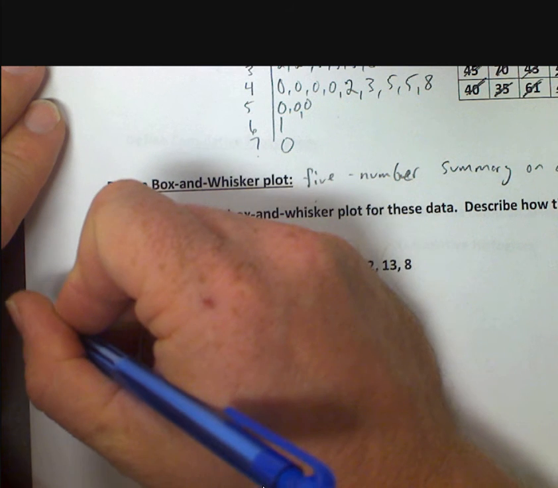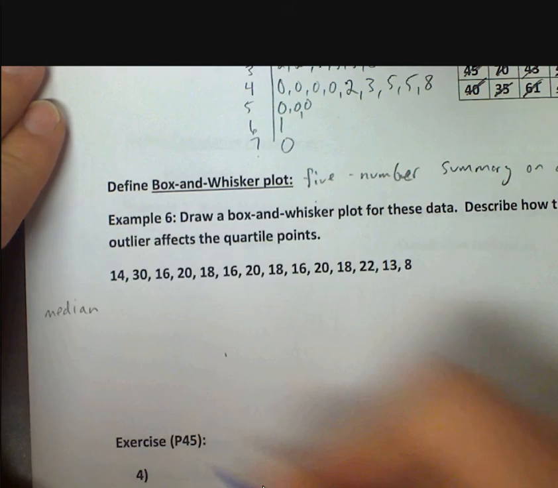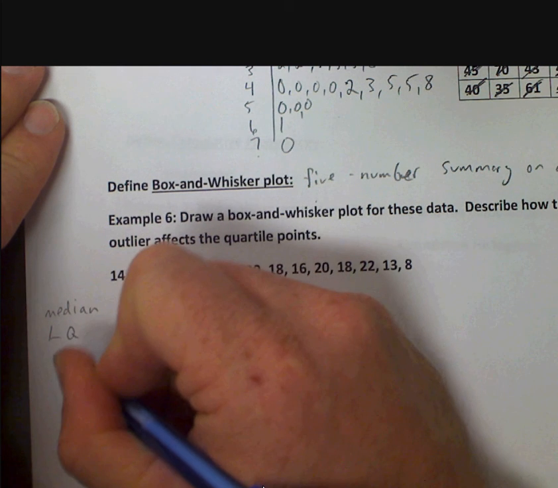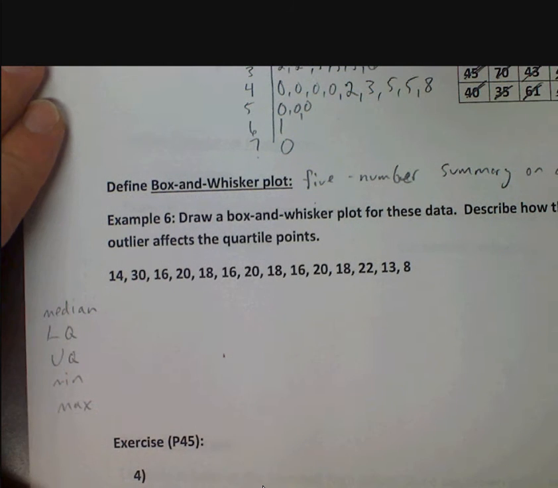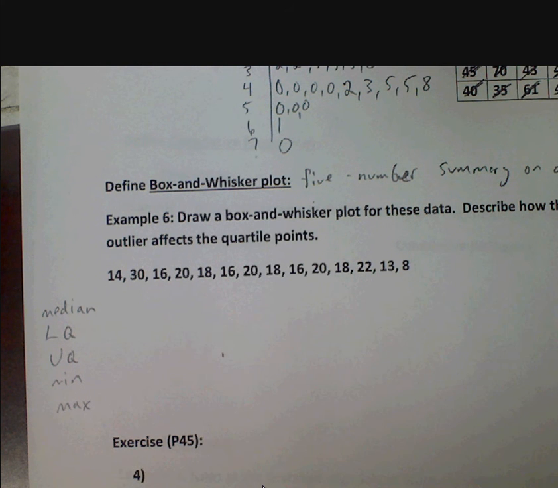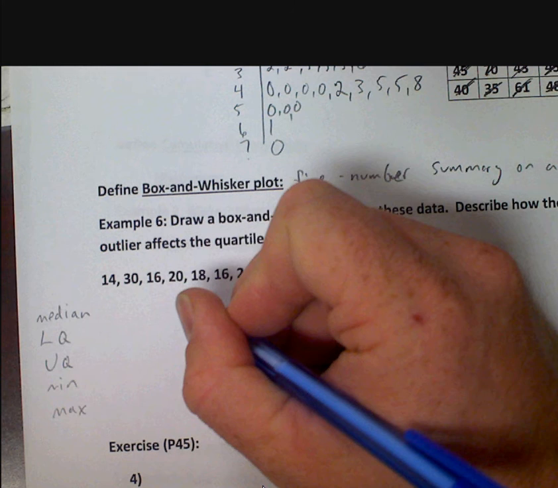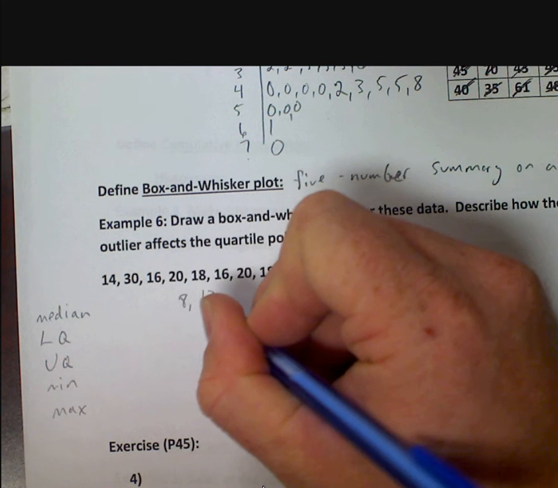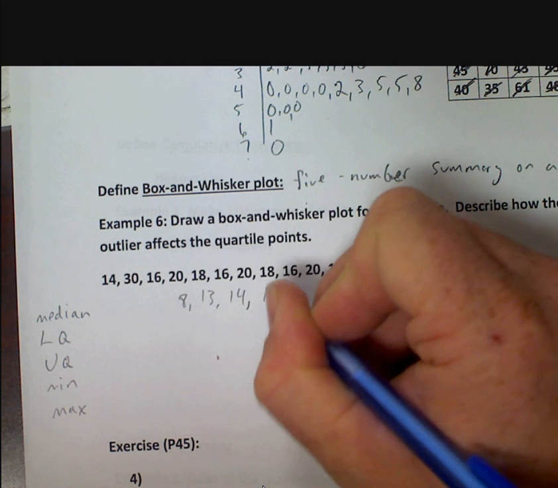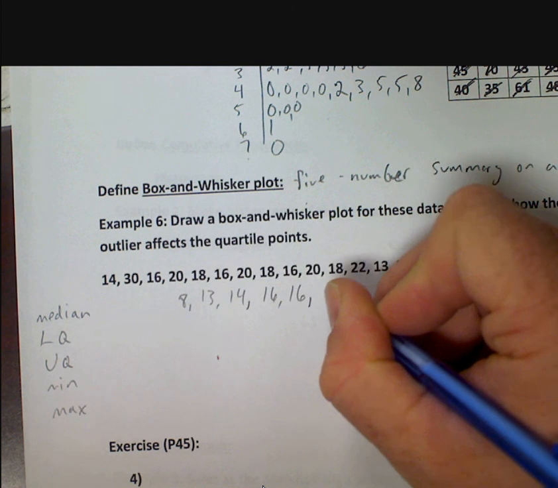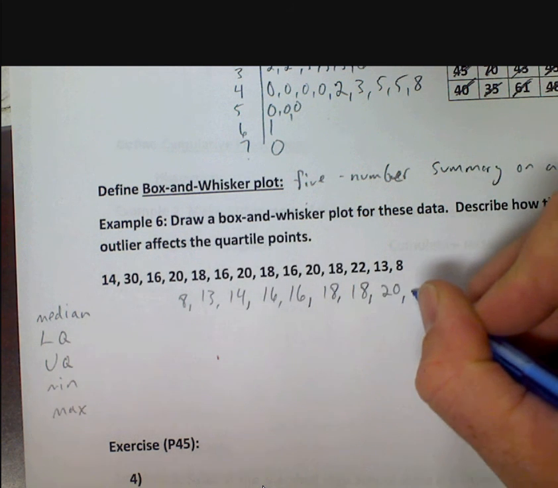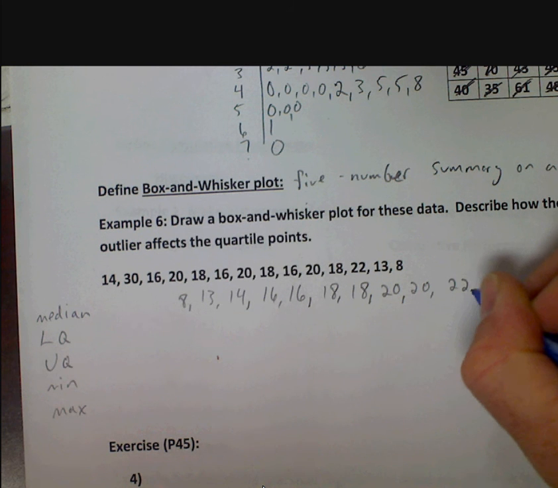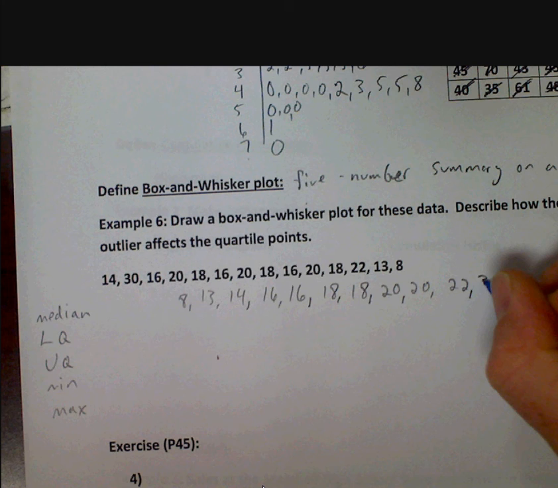I am talking about the median, the lower quartile, upper quartile, minimum, and the maximum numbers. Those 5 points. So the first thing we need to do is put these numbers in order. The numbers in order would be 8, 13, 14, 16, 16, 18, 18, 20, 20, 22, and 30.